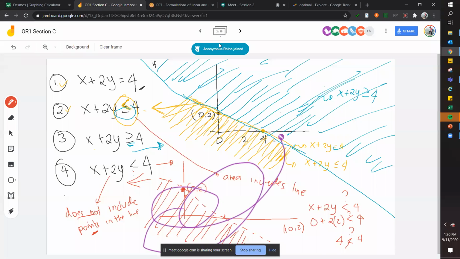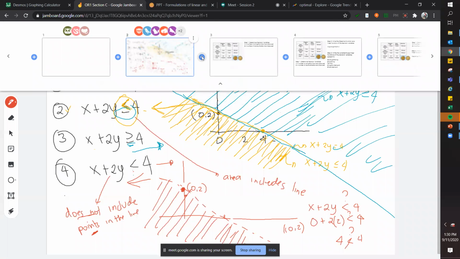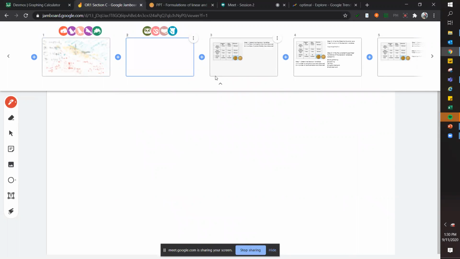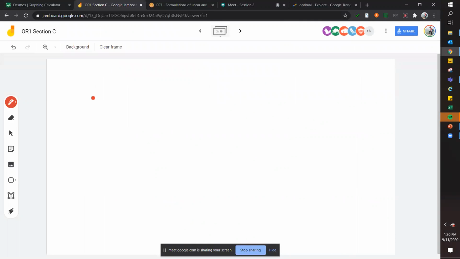Medyo mahirap talaga dito. So, ayan. Mag-a-add lang ako ng... Ayan, nawala na yung ating optimal. Nevertheless, hindi naman natin ginamit. Okay lang yan. Okay.